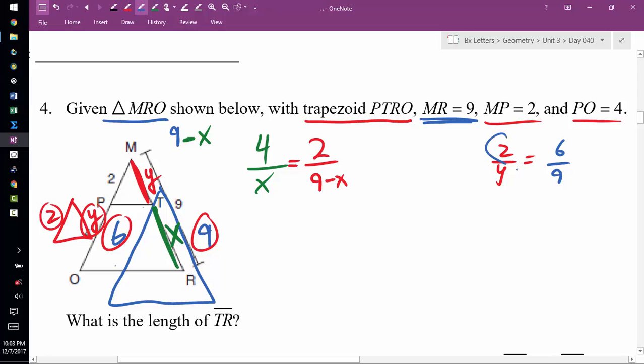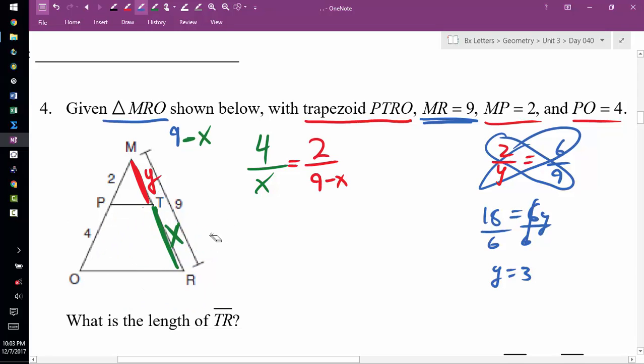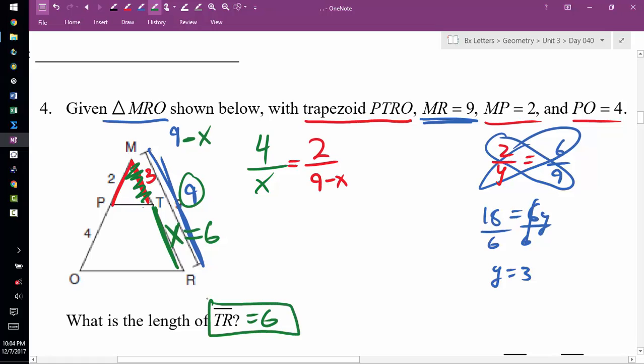So let's do this one. It looks easier. That'll be 18. That will be 6y. Divide both sides by 6. Y will equal 3. And what that means for me is that this piece up here is only 3. You have a triangle with sides 2 and 3. And since I know this entire piece here is 9, I can say, take this 9, take away that 3. That will give me the x value. That will give me 6. So the length of TR, according to this, should be 6.